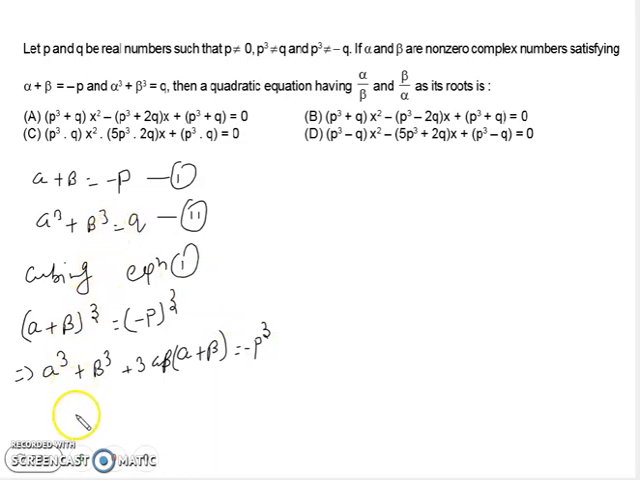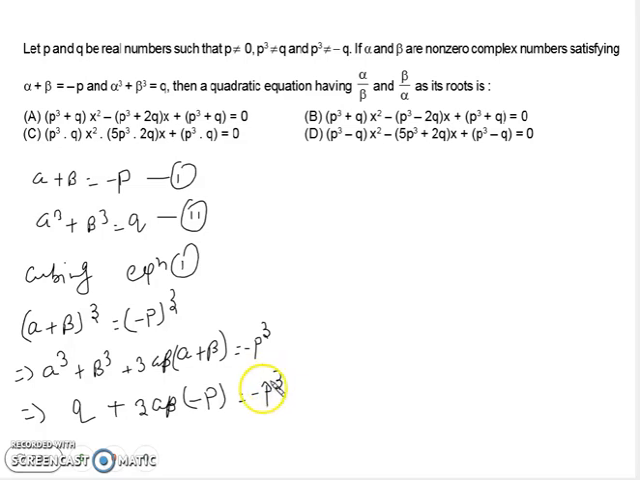Now we know the value of alpha cube plus beta cube, we can write here q. And 3 alpha beta, we don't know the value of it, and alpha plus beta equals minus p, right? And it will become q minus 3 alpha beta p equals minus p cube. Are you getting my points, guys?